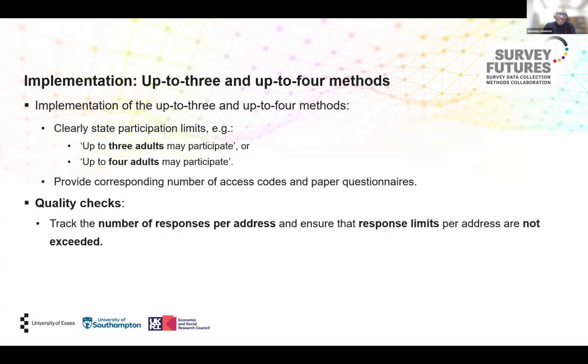Now, in terms of implementation, this is brief because it's similar in so many ways to the up to 2. But in this instance, you have to clearly state the participation limits for the people you are inviting. So if it's up to 3 in the household, it's up to 3. If you're selecting up to 4, it's up to 4. We also need to have a corresponding number of access codes provided for respondents within those households.